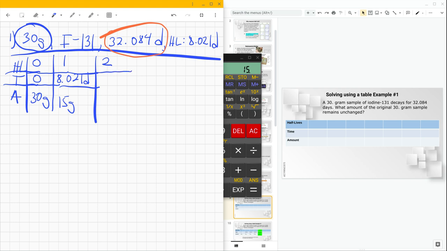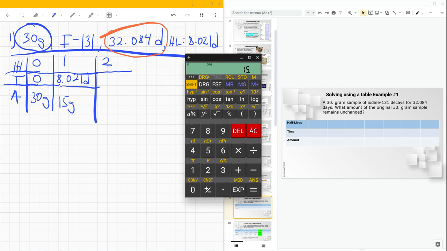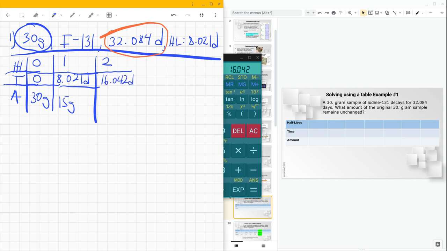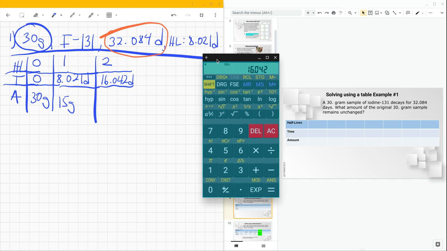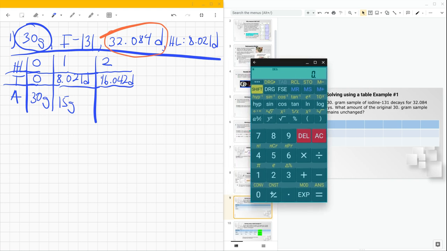2 half-lives, that's going to be 8.021 times 2, which is 16.042 days. All right. And now, remember, every time 8.021 days passes for a sample of radioactive iodine-131, that's the half-life, meaning the amount remaining gets cut in half. So now we only have 15 grams, and we're going to divide that by 2. 7.5 grams. But the sample now is only 16.042 days old.